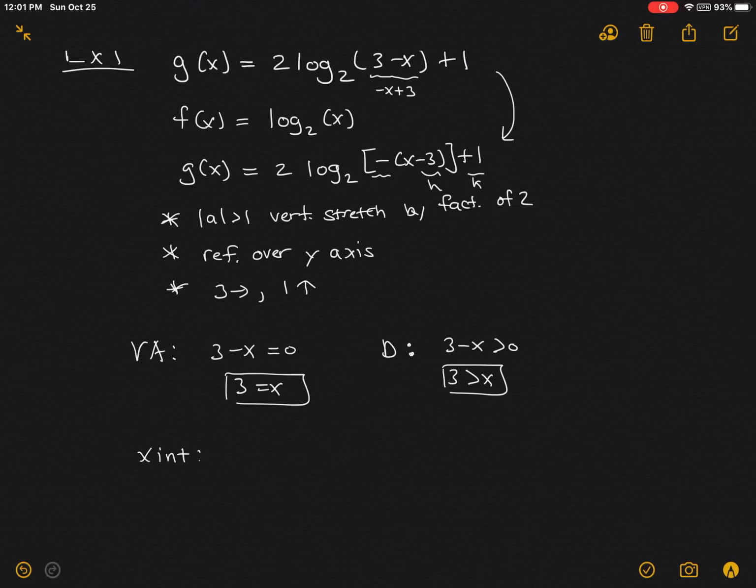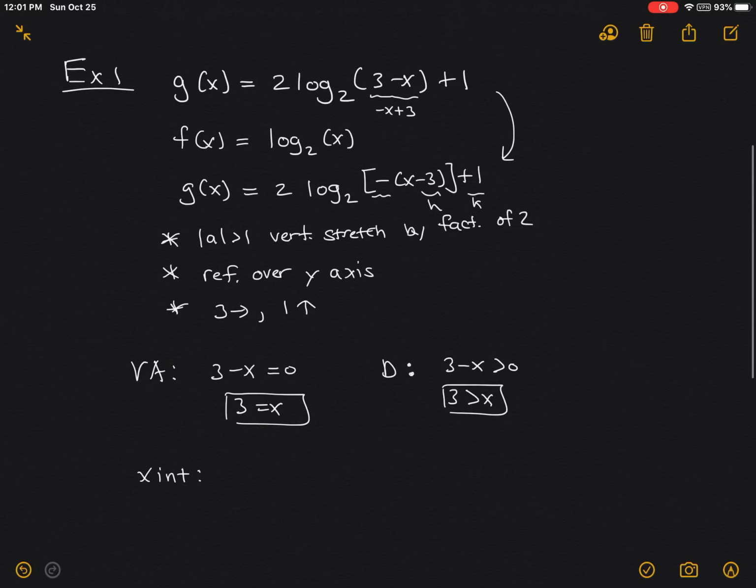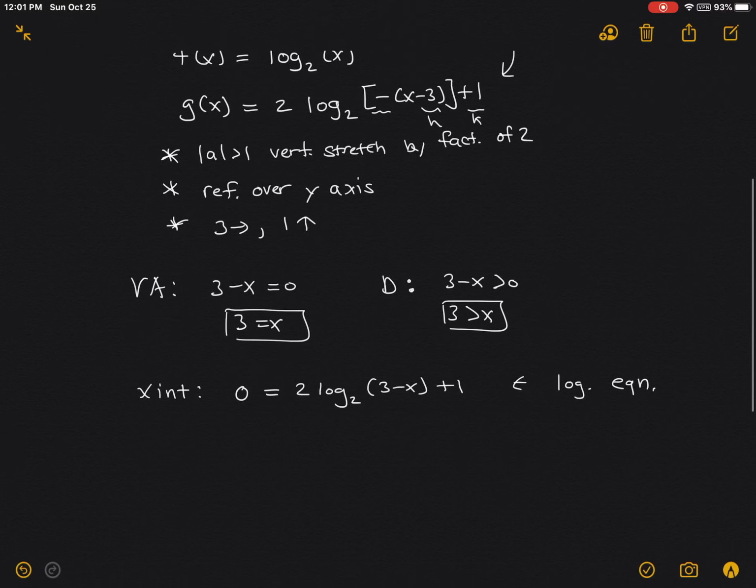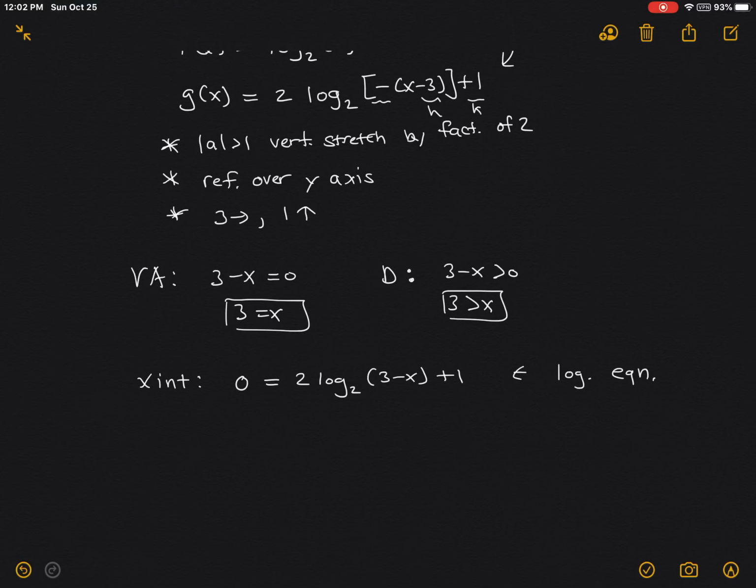All right. Now, the x-intercept. How do I find the x-intercept for any graph? I set my f or g of x equal to 0, I set y equal to 0, and I solve for x. So this is the part where it's a new concept that I will further explain in detail in future lessons. And when I set my g of x equal to 0 and solve for x, notice this is actually a log equation.